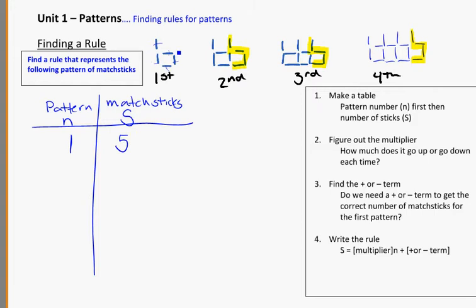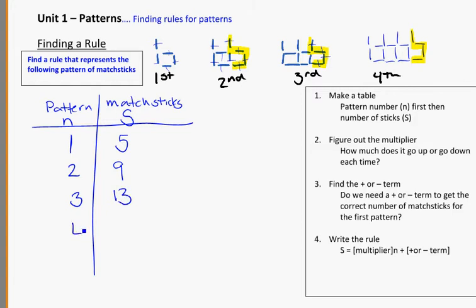I sometimes cross them off as I count, just to make sure that I haven't missed any. For the second pattern, 1, 2, 3, 4, 5, 6, 7, 8, 9. For the third pattern, well, can you take a guess? Do you see kind of what's going on here? This bit here is the second pattern. That was 9 sticks. So maybe we can just count off the new ones. 10, 11, 12, 13.